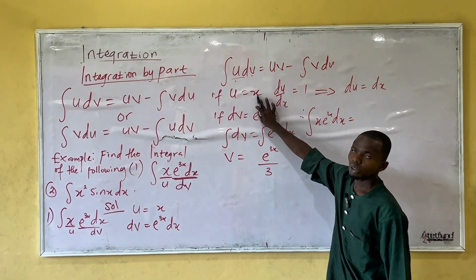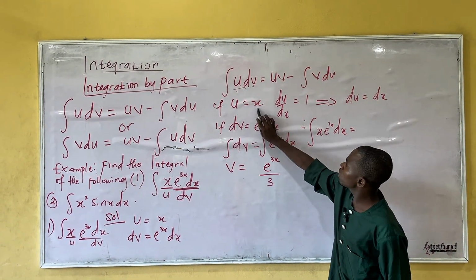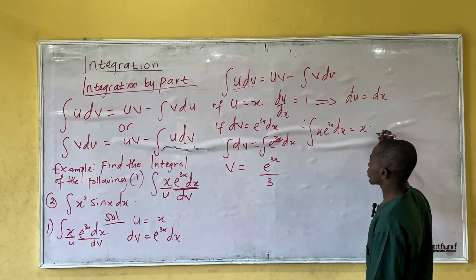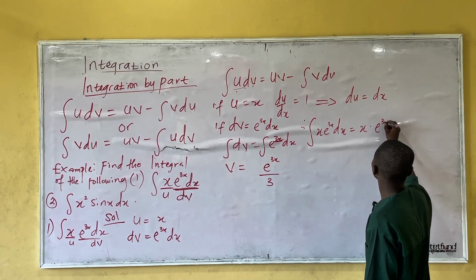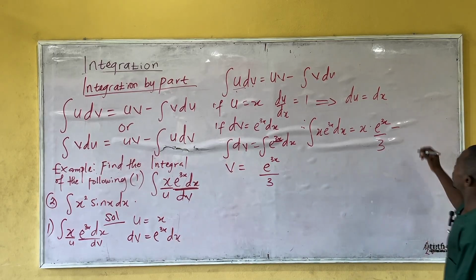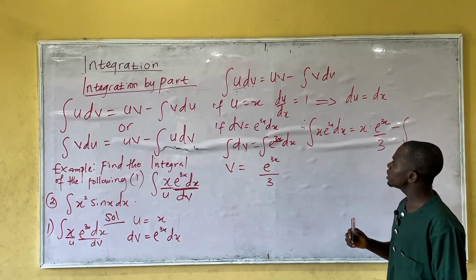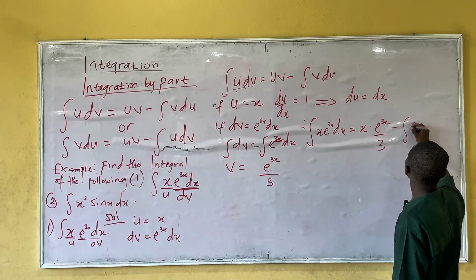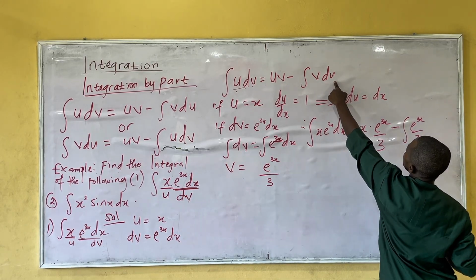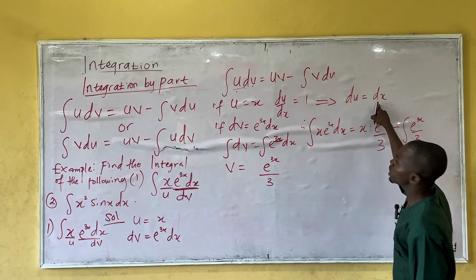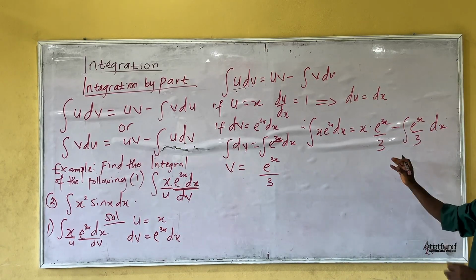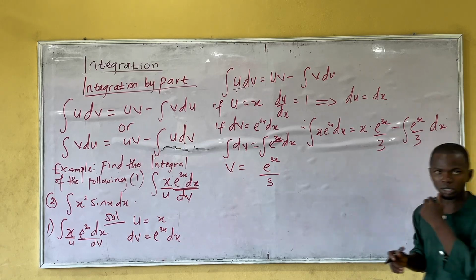What is my u? I'm following the formula now. What is my u? x. Times my v, which is exponential of 3x over 3, minus the integral of v. What is my v? Exponential of 3x over 3, times du. And my du is what? Dx. It's not hard. Once you generate the parameter you need and slot in the values, you have the answer.